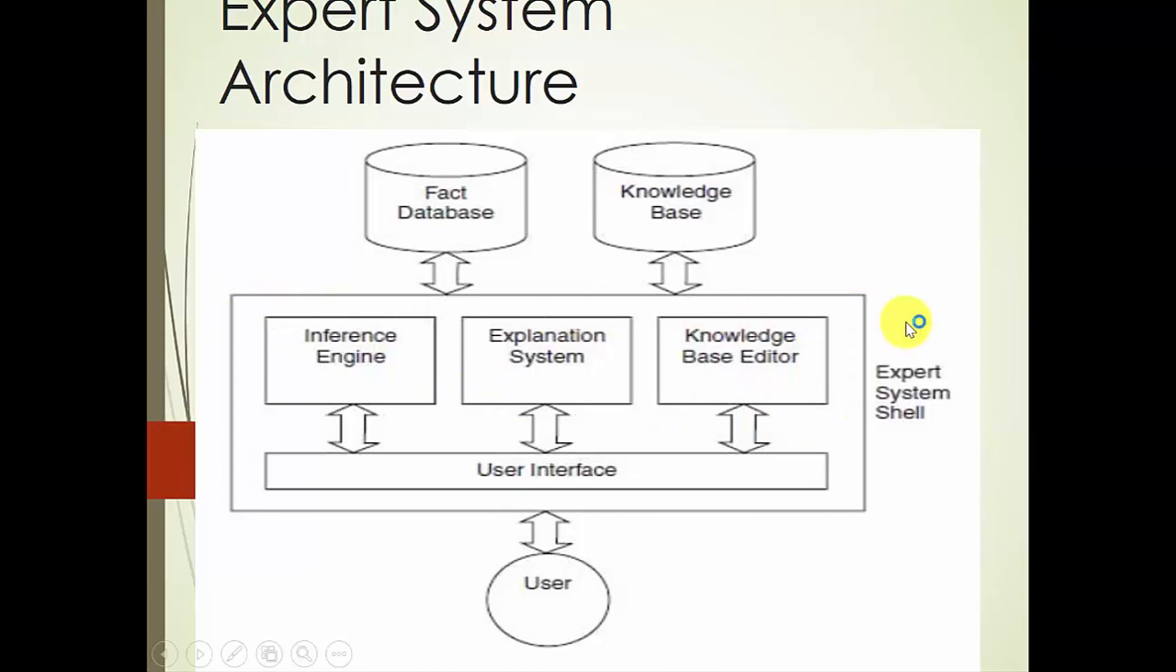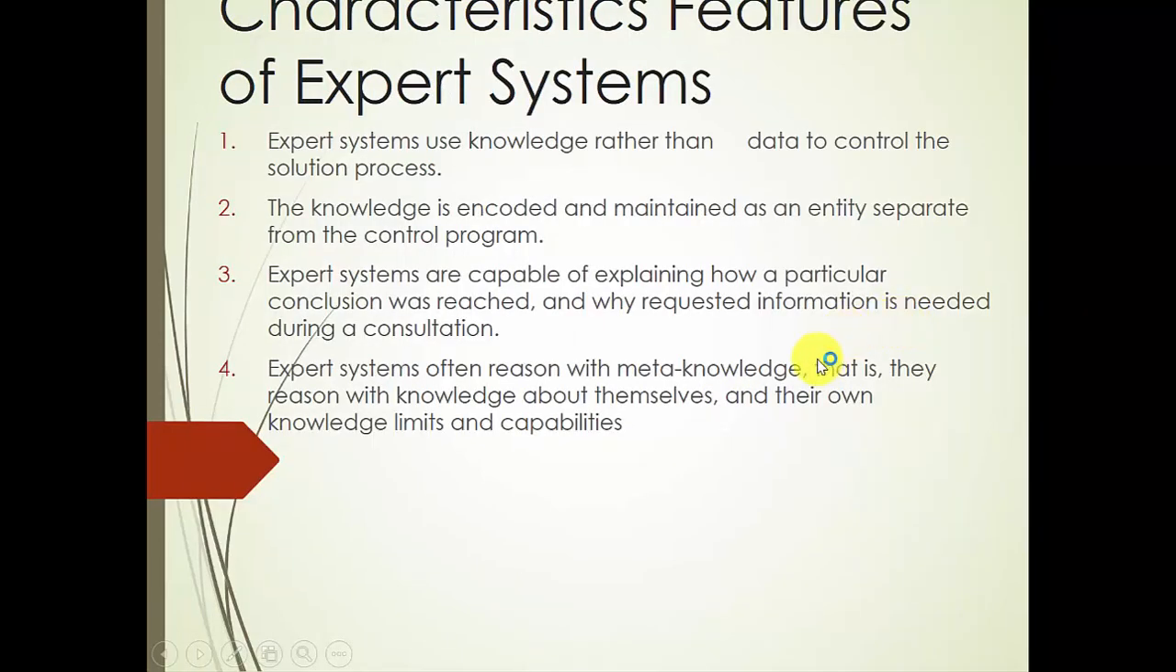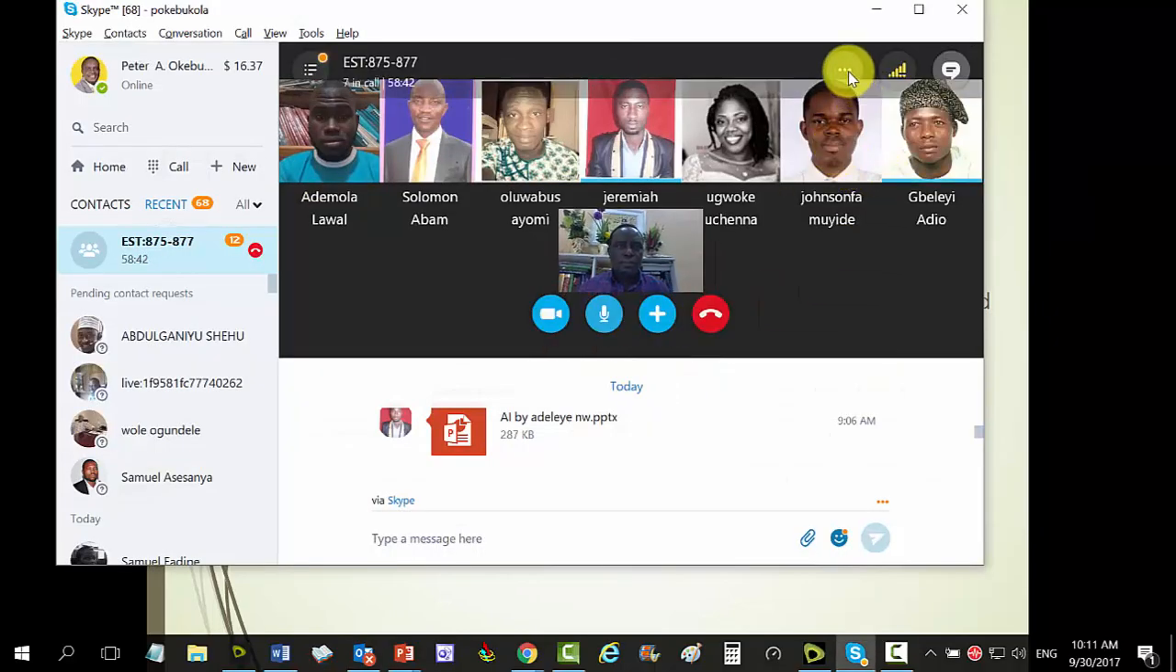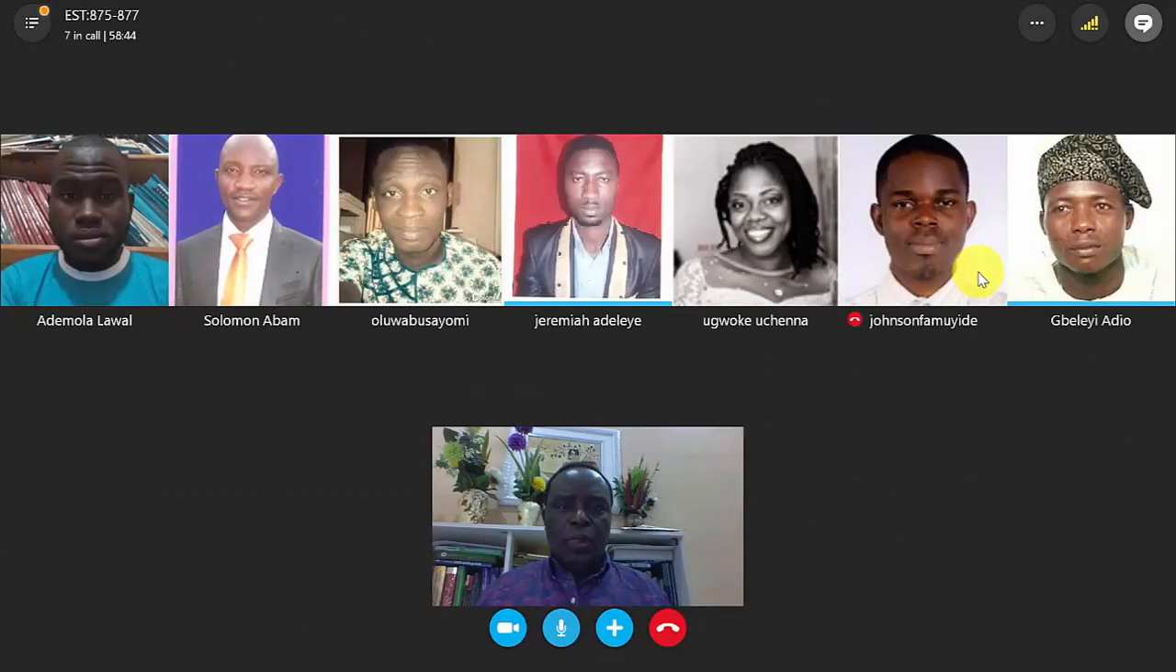I move to slide 7, which is the characteristics or features of expert system. The first one is that it focuses on knowledge rather than data. The second one is that an expert system is encoded and maintained as an entity, not as a separate function. An expert system is also capable of giving explanation on the knowledge or a solution to a problem. And the fourth feature is that an expert system is often reasoned like a meta-knowledge.